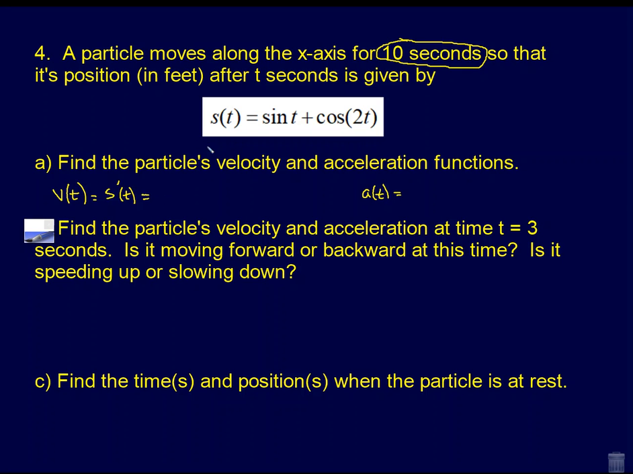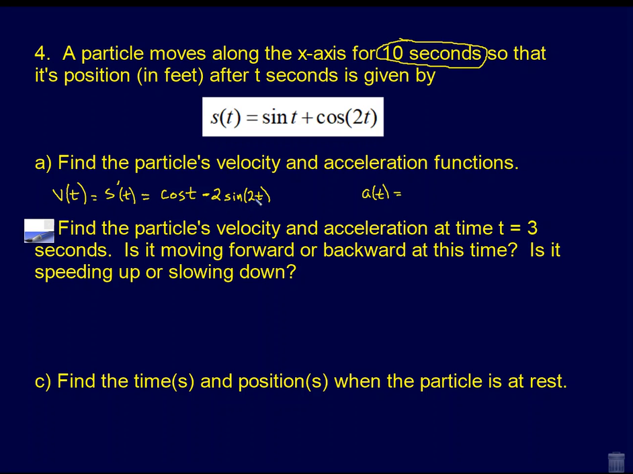So let's write that out using differentiation rules. The derivative of the sine of t is going to be the cosine of t. Now be careful on the second one. This is going to require the chain rule for the cosine of 2t, because this is like cosine of u, and the derivative would be negative sine of u multiplied by u prime. So there's going to be an extra 2 here because the derivative of 2t is 2. Negative 2 sine of 2t. And that gives us the velocity function.